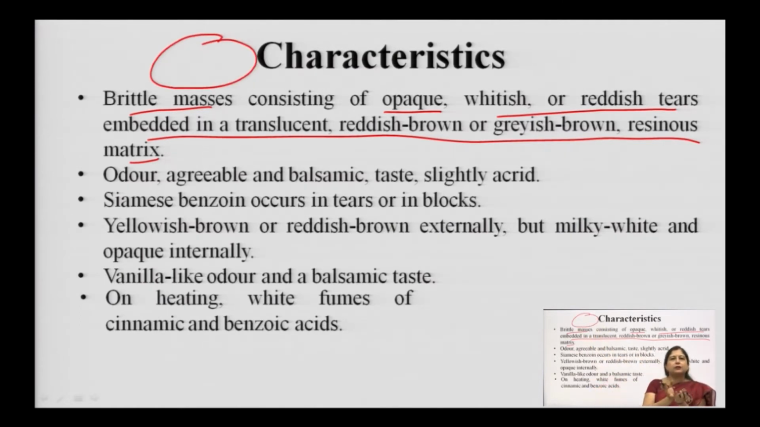Externally it is a translucent matrix in which the color is generally reddish brown or greyish brown, and inside that we have the main benzoin, which is a brittle mass which is completely opaque in nature, you cannot see through it, and it is whitish or reddish in the tear form. Okay. Tear means small stony structures.